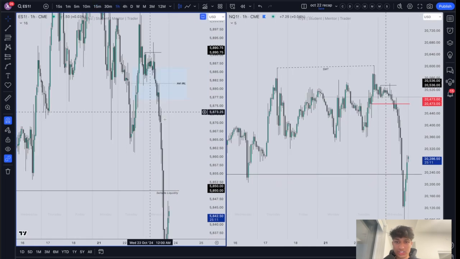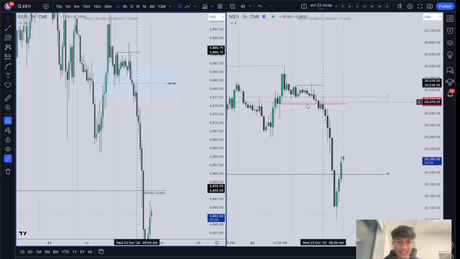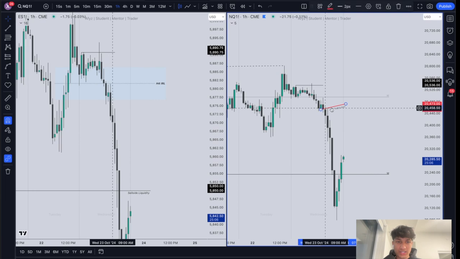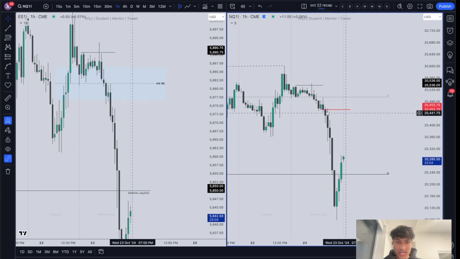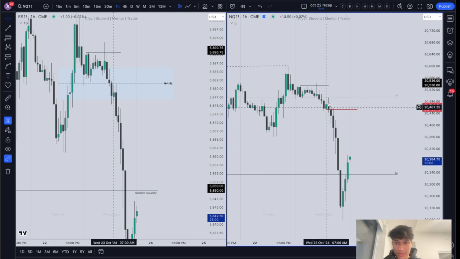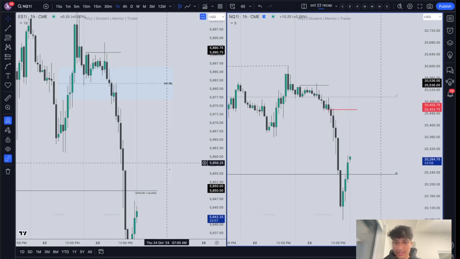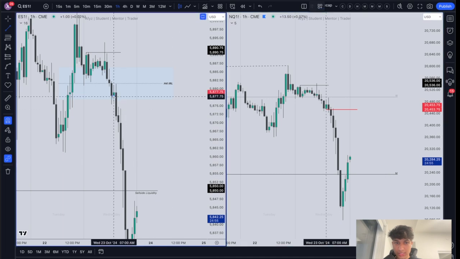So on my hourly chart, I actually saw a couple of key levels. One, I saw this order block on NASDAQ, which is this up-close candle right in here, as you can see. In here, we have this up-close candle. And that same up-close candle is right here on the ES.